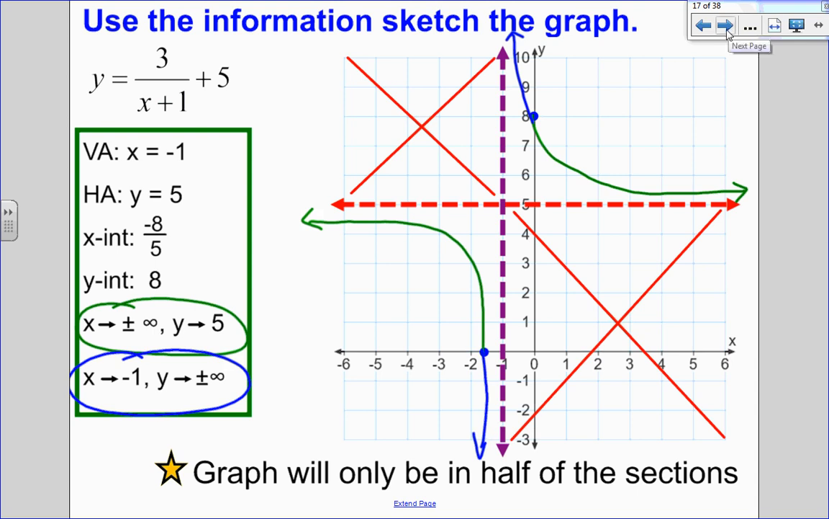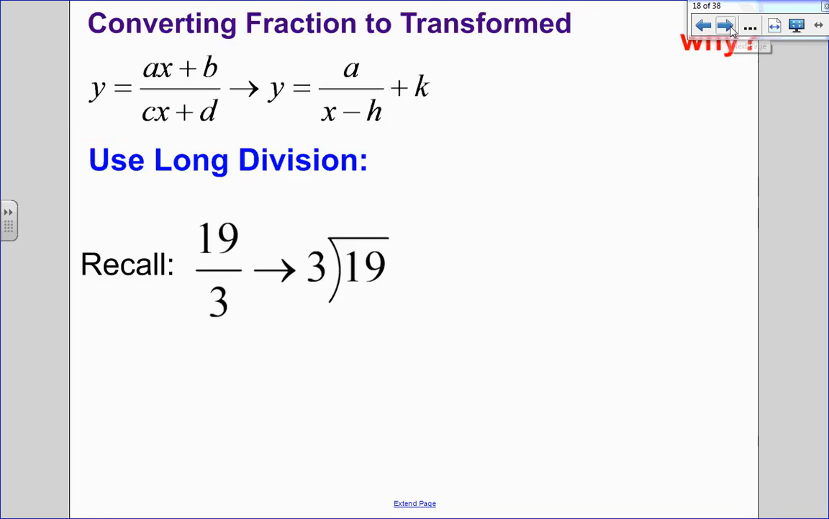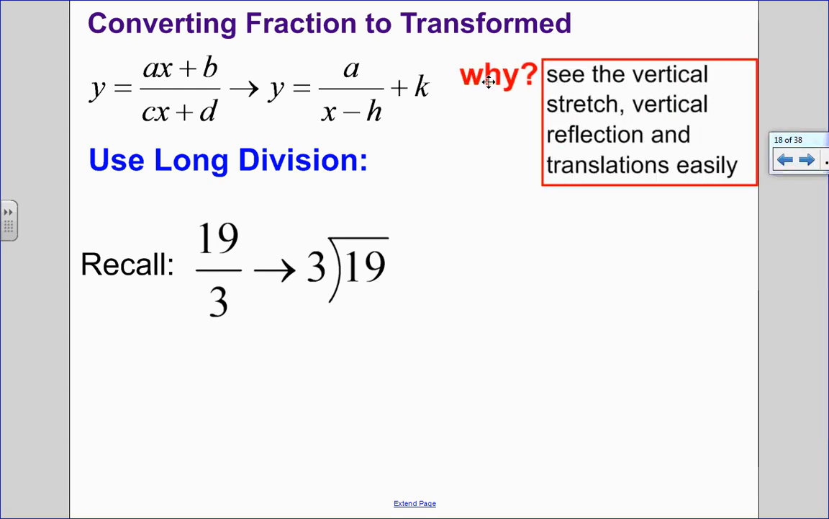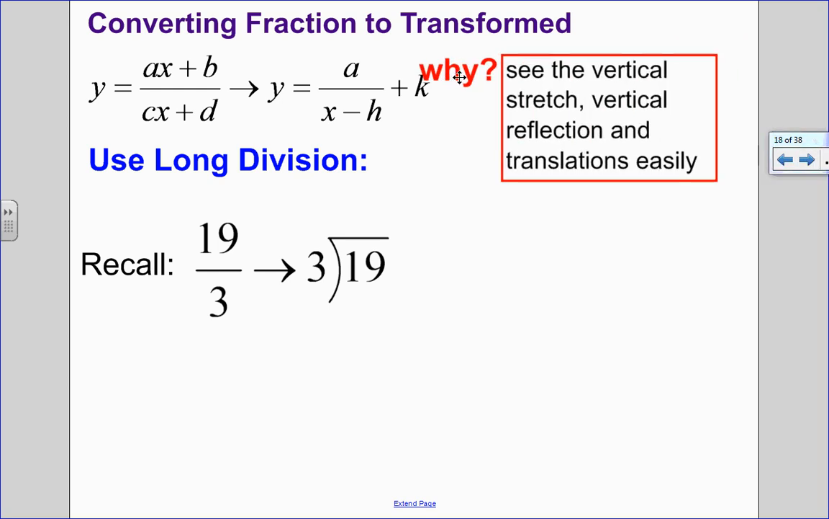Okay, let's look at going the other way around. Converting from fraction form to transformed form. And again, why would we want to do that? The reason is because we can see the vertical stretch and vertical reflections. So we're going to use long division to convert that.